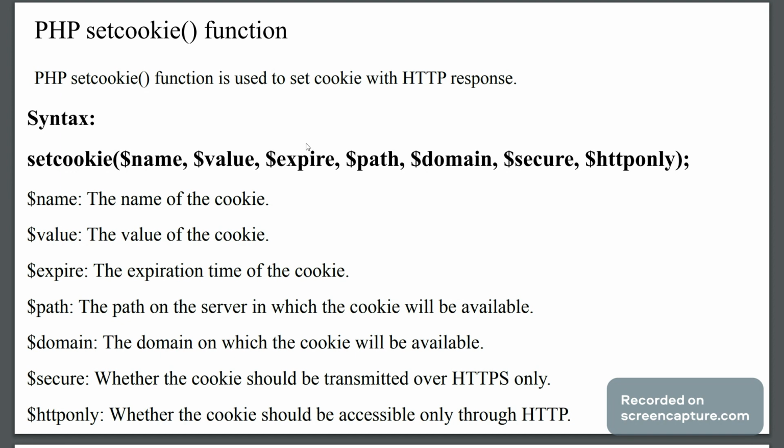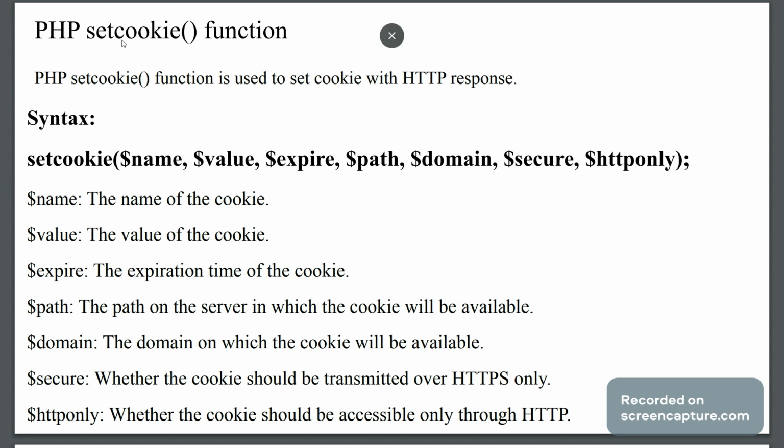In the third parameter, we can give the time when the cookie can be deleted. In the path option, we can mention on the server where the cookie will be available. In the domain, we can mention on which domain our cookie will reside. And secure and HTTP only are used for mentioning whether cookies will be transmitted by HTTPS protocol or by HTTP only protocol. Now we will think about only two parameters, name and value.